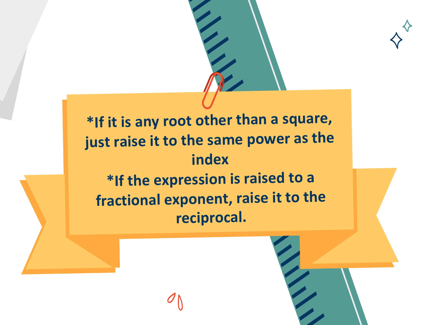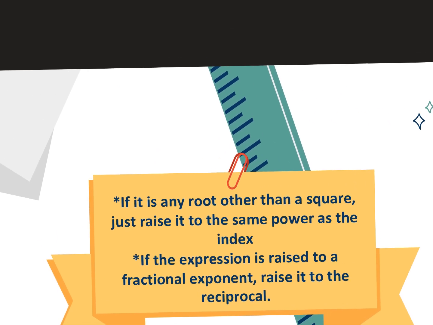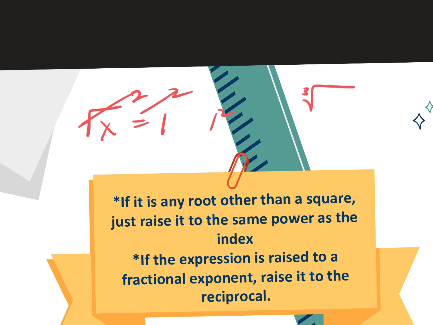If the root is any other than a square, you raise it to the same power as the index. Meaning, if I have the square root of something and I want to get rid of it, what do I do to both sides? You square it, right? The index is the little number that's in front.